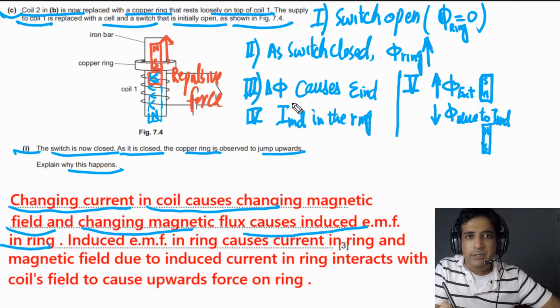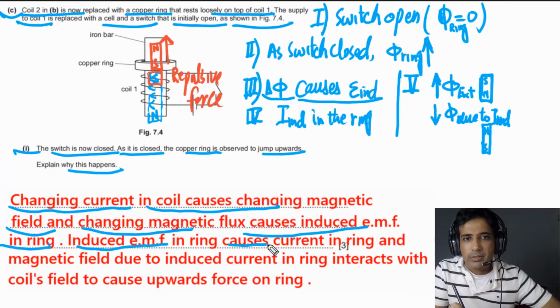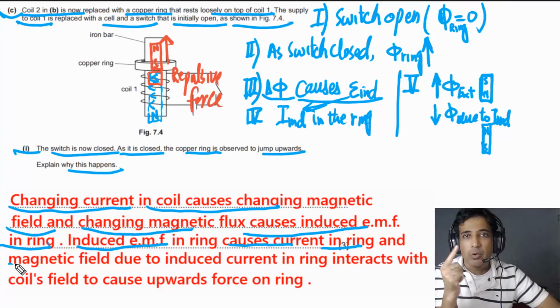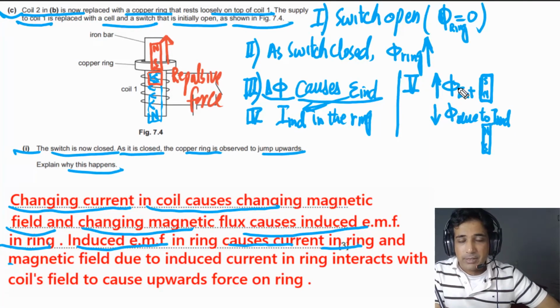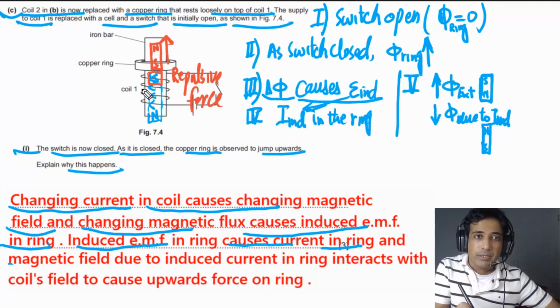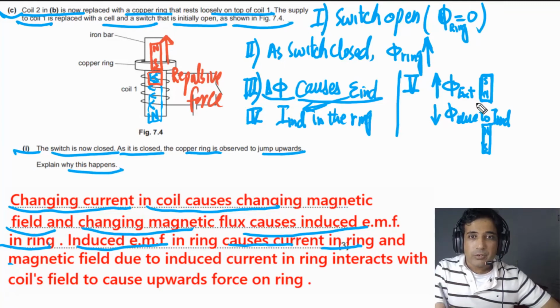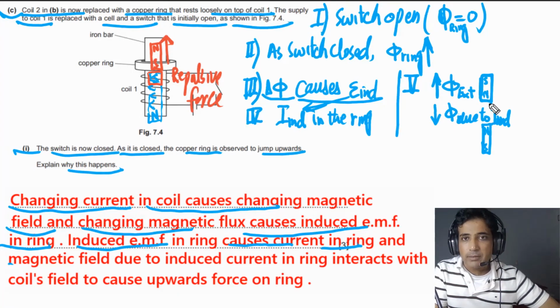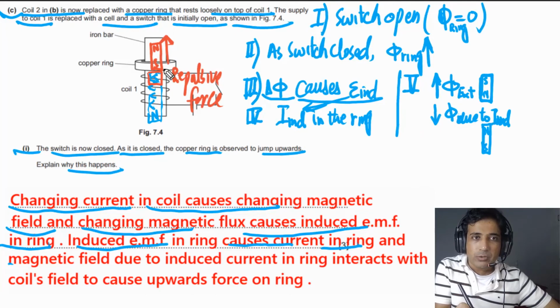As we have discussed here, changing magnetic flux causes induced EMF in the ring. And induced EMF in the ring causes current in the ring, means induced EMF causes induced current in the ring. And induced current has its own magnetic field. And that magnetic field is in opposite direction to external magnetic field, means magnetic field of coil 1. As we have discussed, this one has north pole at the bottom, this one has south. So if we draw these two magnets together, you can see same poles, they repel each other.